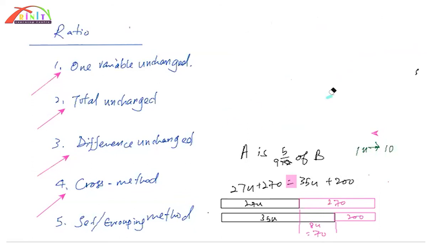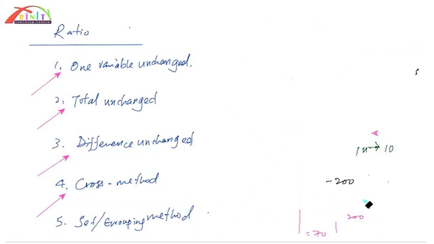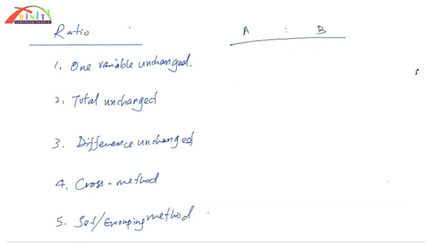I'm actually surprised I'm only hearing of the last 2 now. Now I'm going to talk about the last one, which is the set or grouping method. The set or grouping method works like this. An example will be A is to B. Or maybe I give you an exact question, for example, boys is to girls.